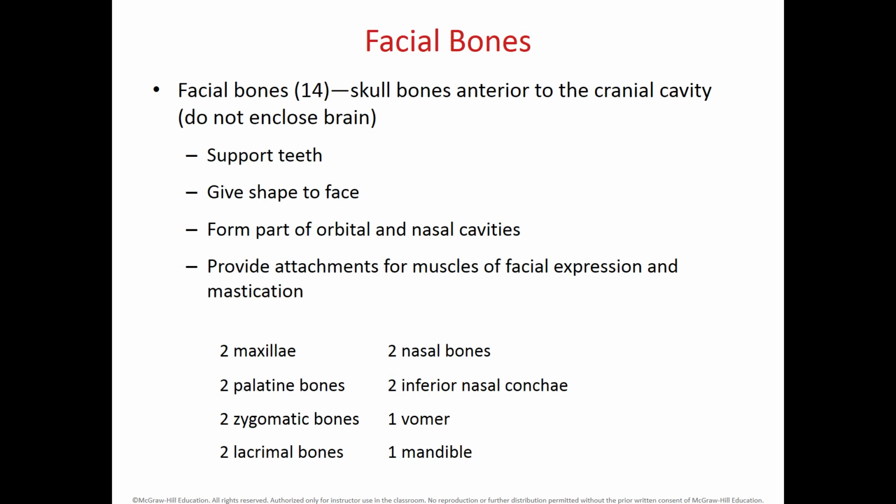Now the facial bones are 14 bones that make up the face of the skull, namely the orbits, the nasal cavities, and the jaw. So we have two nasal bones, two lacrimal bones, two zygomatics, a vomer, two palatine bones, two inferior nasal conchae, two maxilla, and the mandible.